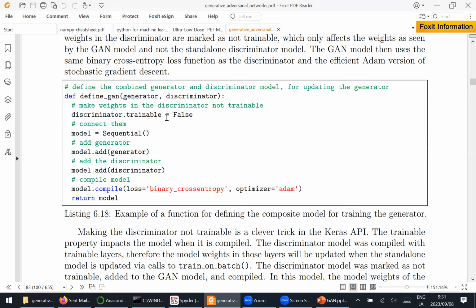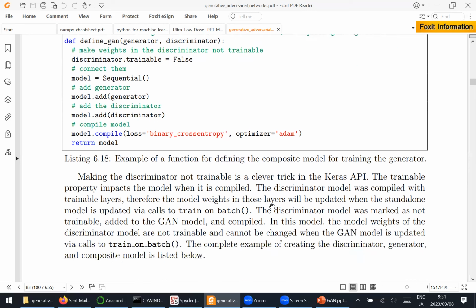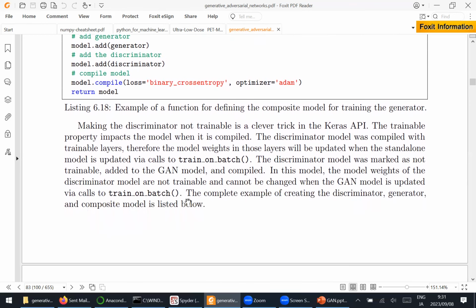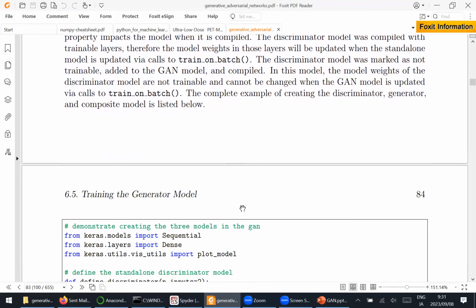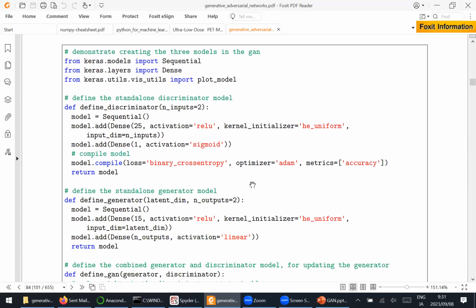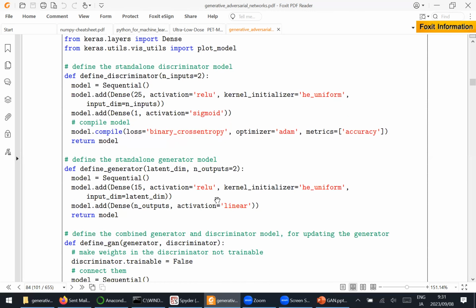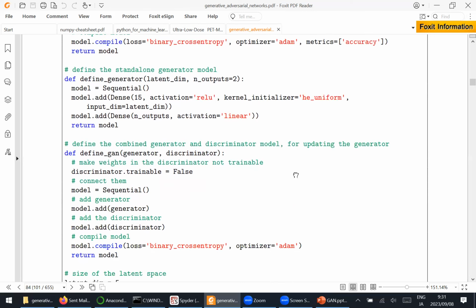Okay, so if you didn't have this, I think it would train the discriminator twice. So this is kind of tricky, if you didn't read this book, you would never figure this out. Okay, then we're going to use this train on batch, which is the same as a train, but we're going to loop the number of epochs.